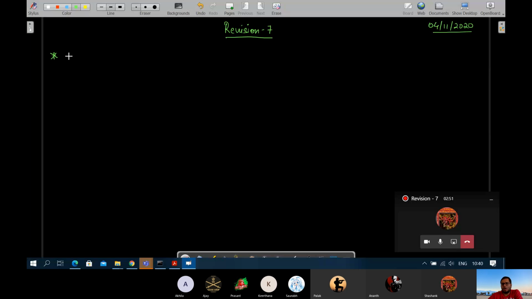Before we move on to flow control statements, let us see a few more things here. So far, how many types of operators have we seen?